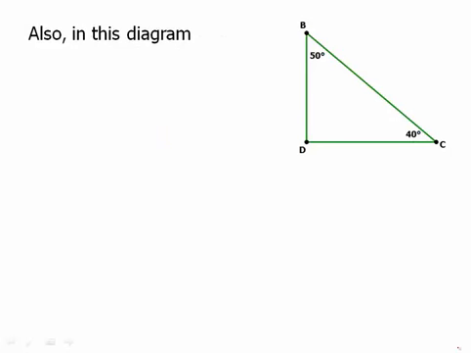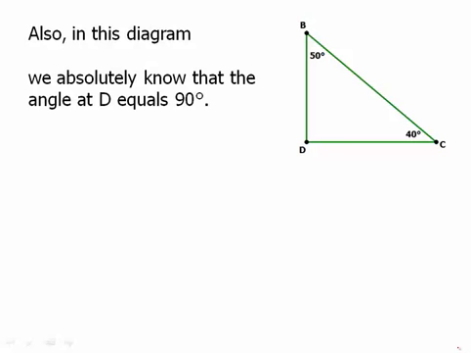Also in this diagram, well, we know we have a 40-degree angle and a 50-degree angle. Now we think about the theorem that says the three angles have to add up to 180 degrees. Well, 40 plus 50 is 90. 180 minus 90 is 90. So that means the angle at D has to be a 90-degree angle also. So that's something we can deduce.